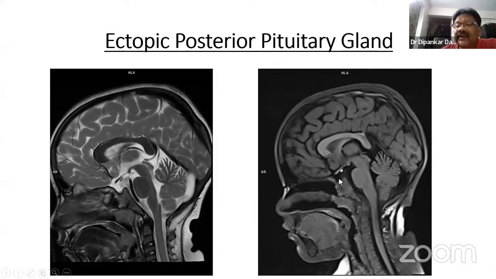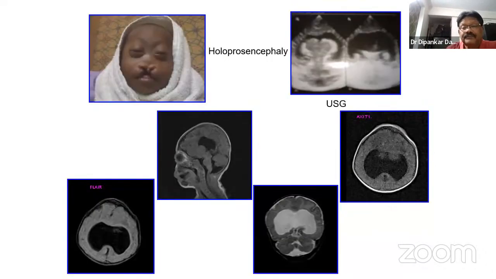You can see instead of being located here, it is located in the hypothalamic region, in the infundibular region. That means it is in an ectopic location. And see, there is no stalk. The pituitary stalk is absent. So this is called stalk interruption with ectopic posterior pituitary gland. This is an NTT. So this is also a midline lesion.